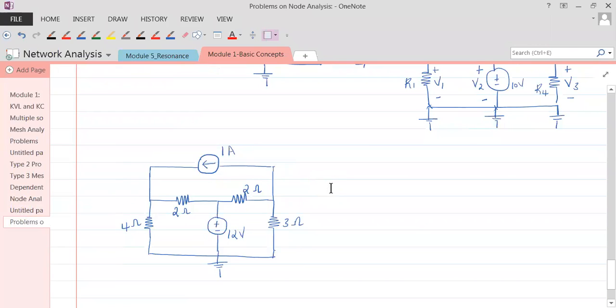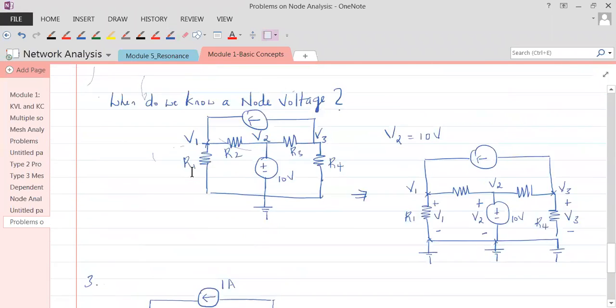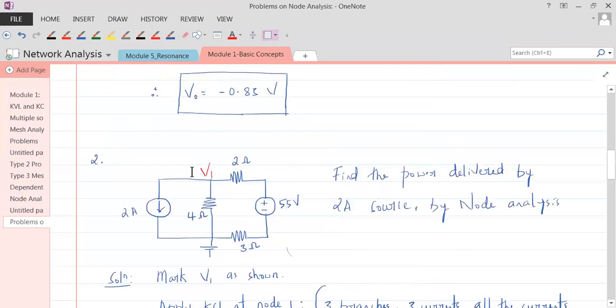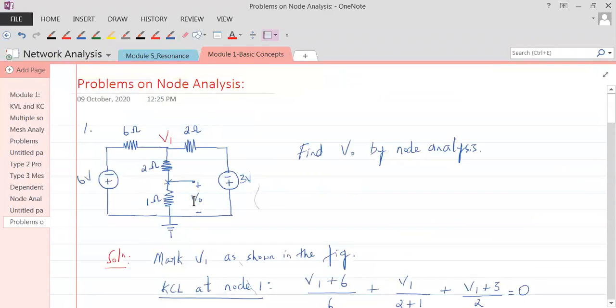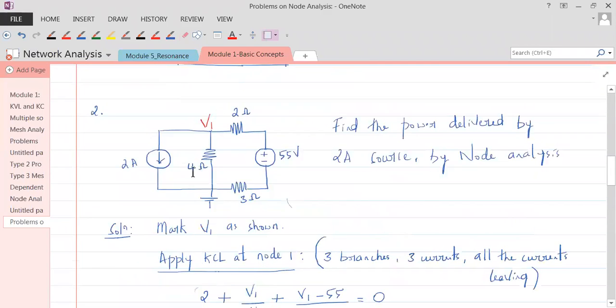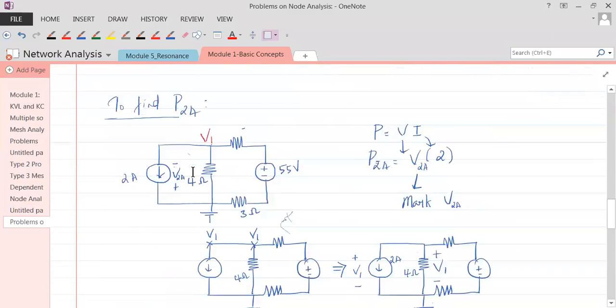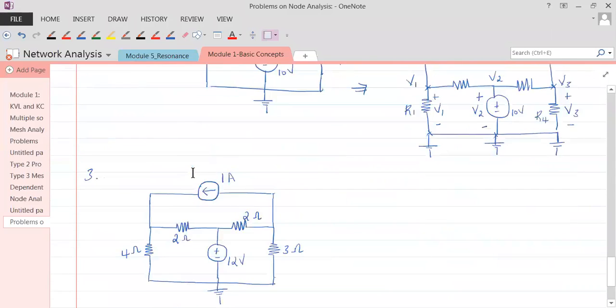This is the third problem in node analysis we are taking. Which type of problem is this? It is a type 2 problem, according to us, in node analysis. The current source is available. In type 1, the current sources were not there, as in the first problem that we took. We named it type 1, no current sources. Here, the current source is there, so this is also a type 2 problem.